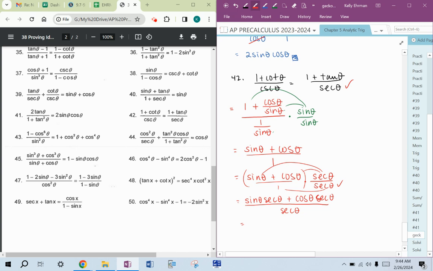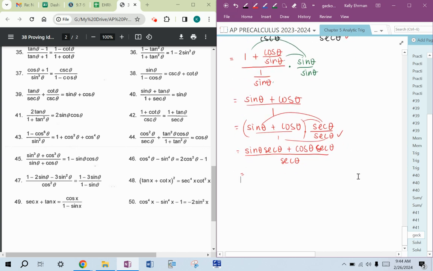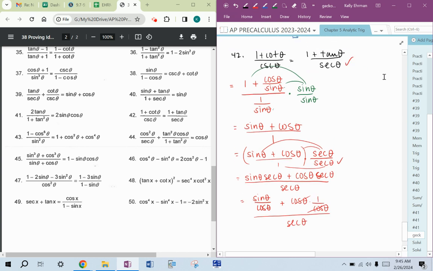So we're back to having a fraction. And then let's look at this. Sine times secant is the same as sine times 1 over cosine, or we can just make that sine over cosine. Cosine times secant is cosine times 1 over cosine, or that's just 1. You can write that as well. And I'm going to leave the secant as it is because, again, looking at the right side of the equation, I want to keep that in my answer.